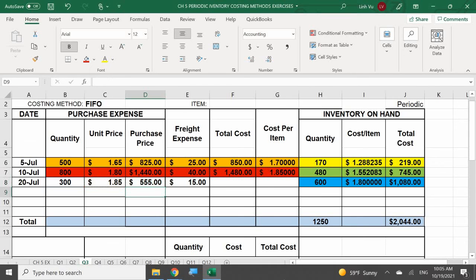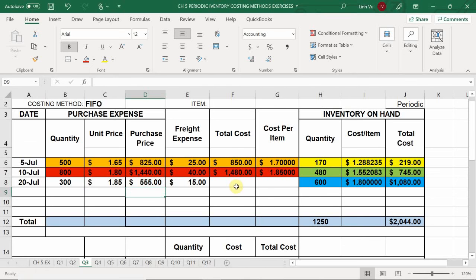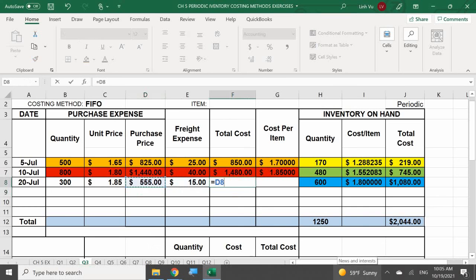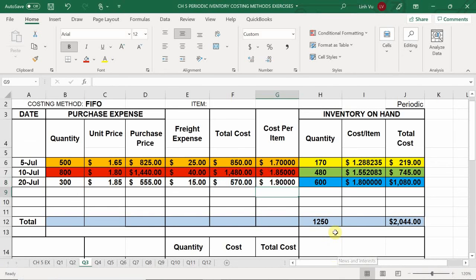$555. 555 plus 15. 570. Good. What's my cost per item? 190, I think. 190. Good. All right. And once again, I'm going to pick a color.